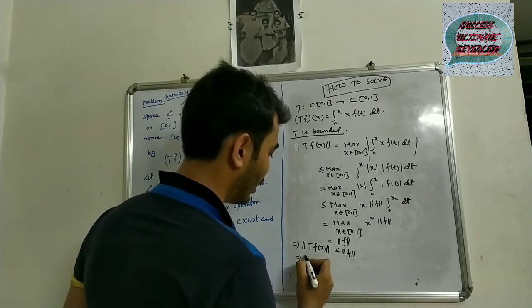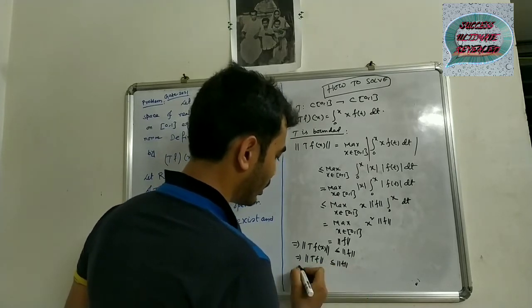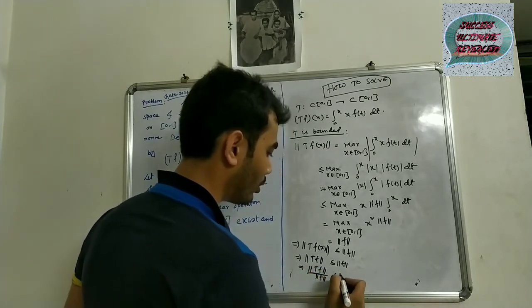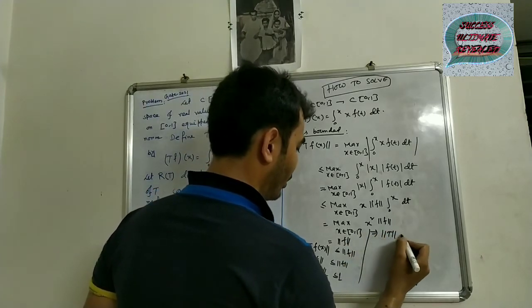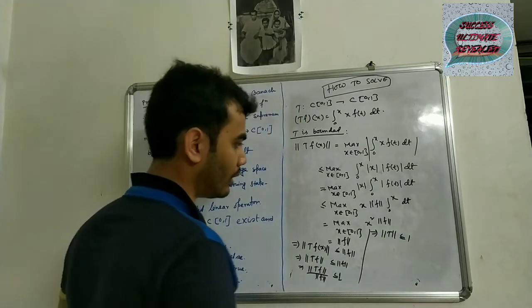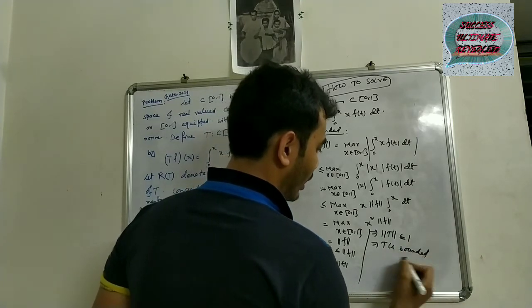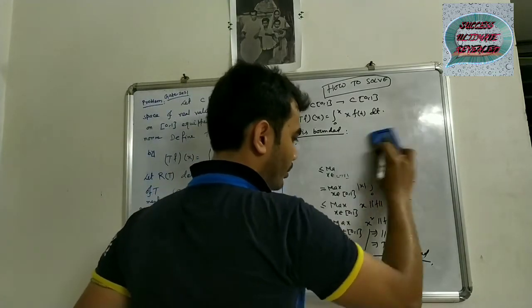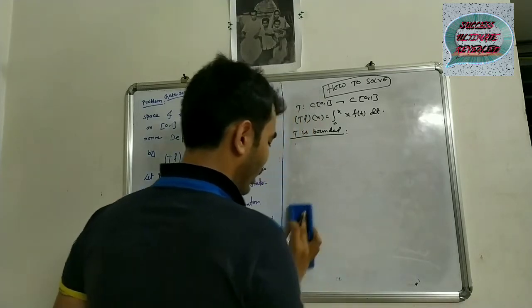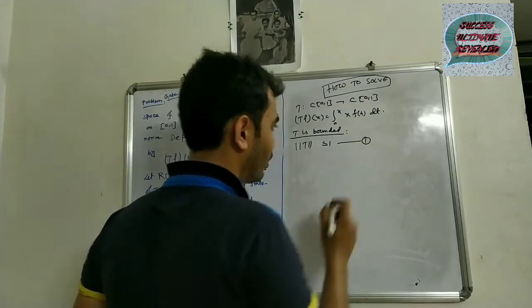Okay, so this implies norm of Tf is less than or equal to norm of f. So this implies norm of Tf by norm of f is less than or equal to 1. So that means norm of T is less than or equal to 1. This implies T is bounded. So ultimately we get norm of T less than or equal to 1. This is number 1. Clear?